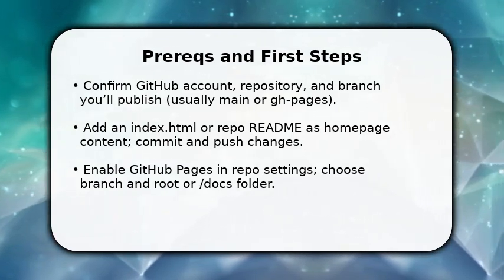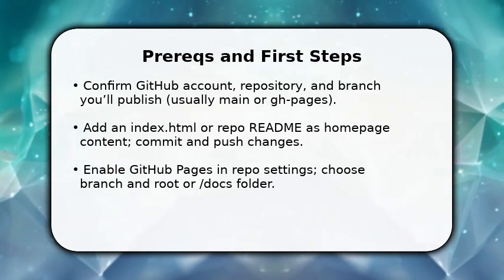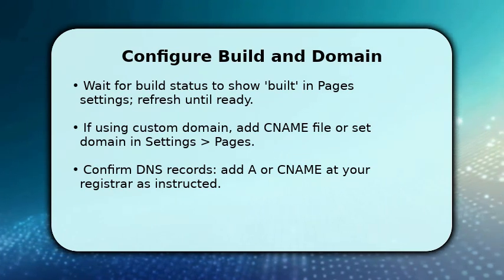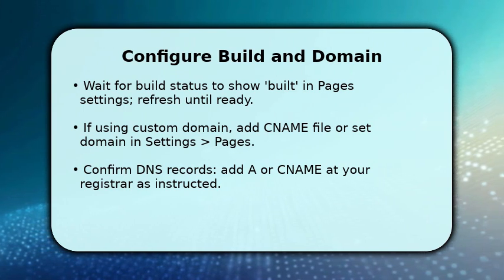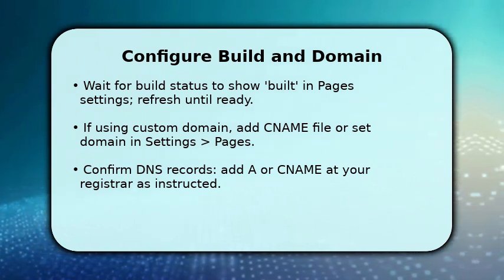This starts the build process. You'll see status and a tentative site address appear in the settings panel. Once you enable pages, watch the build logs. It can take a minute or two to complete. If you're using a static site generator, ensure the build output lands in the chosen folder so GitHub finds index.HTML.